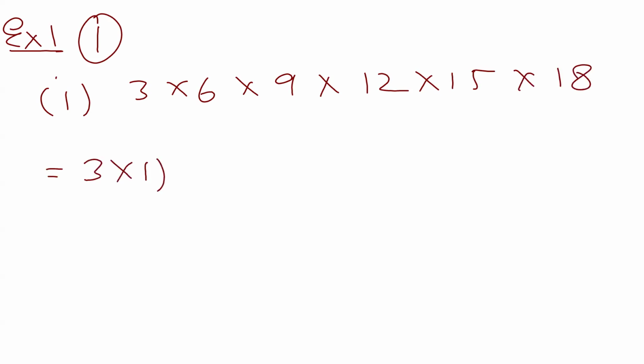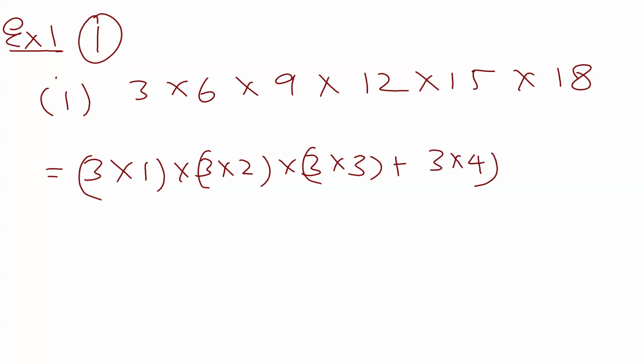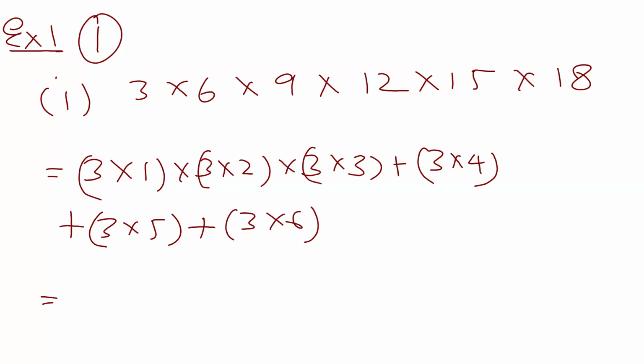3 is 3 into 1. 6 is 3 into 2. 9 is 3 into 3. 12 is 3 into 4. 15 is 3 into 5. And 18 is 3 into 6. Now all these terms are in multiplication.